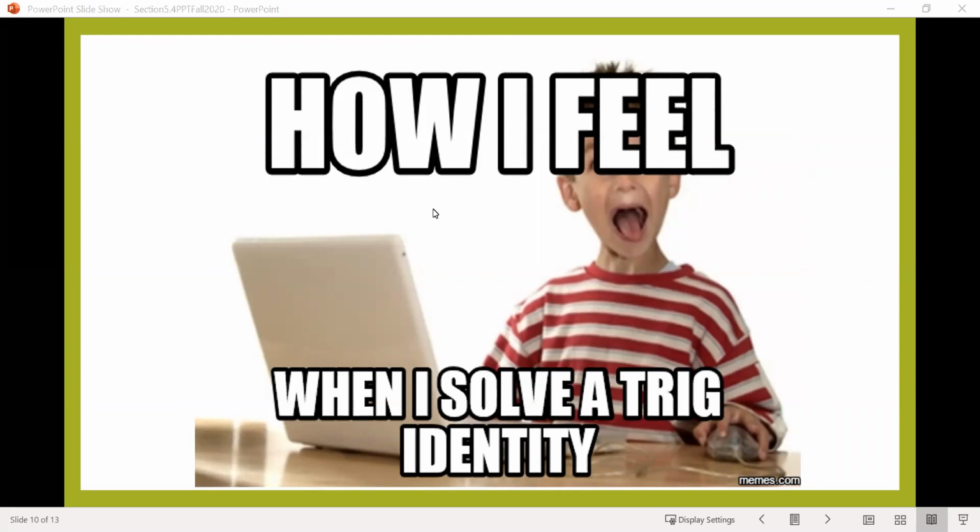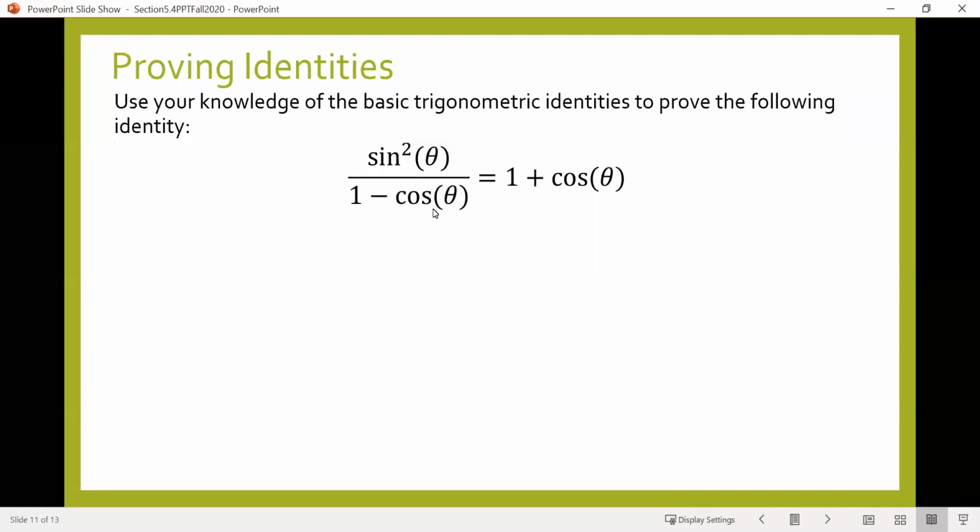Okay, let's continue on with another example of proving identities. So here we're given sine squared of theta over 1 minus cosine of theta. We have to prove that equals 1 plus cosine of theta. And again, as I mentioned before, there's no common way to solve these every single time. But a generally good strategy is to start with the left-hand side here and try to make it equal to the right-hand side.